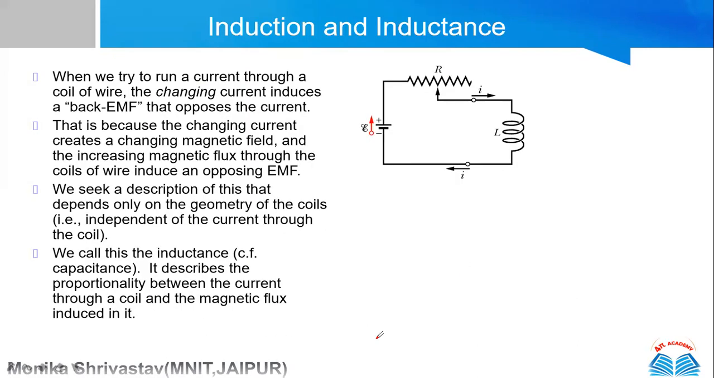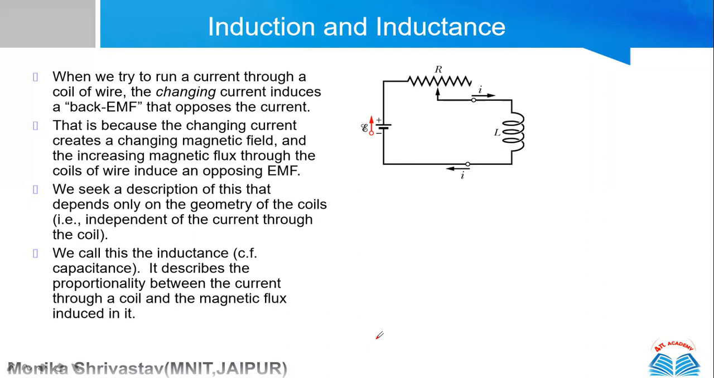Now we'll move ahead towards induction and inductance. You have studied that a moving coil can generate an EMF, or a moving magnet can generate an EMF in a stationary coil, and so on. When we try to run a current through a coil of wire, the changing current induces a back EMF that opposes the current. You know this thing, that the induced EMF will be in the opposite direction of the current. Why is this? This is because the changing current creates a changing magnetic field and changing magnetic flux through the coils of wire.